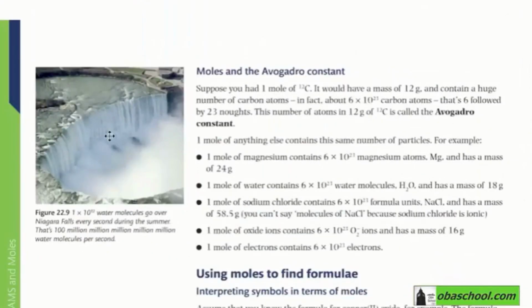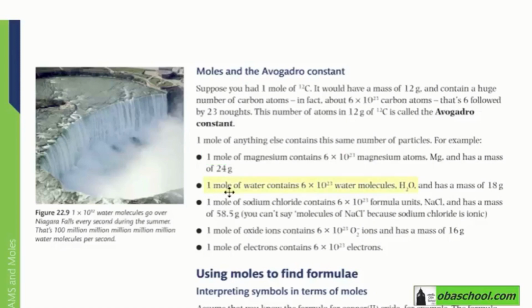Let's go back to the book, page 182. 1 mole of anything else contains the same number of particles. So 1 mole of any element we have contains 6 times 10 to the power 23 atoms, which is the Avogadro's constant. For example, 1 mole of magnesium contains 6 times 10 to the power 23 magnesium atoms.